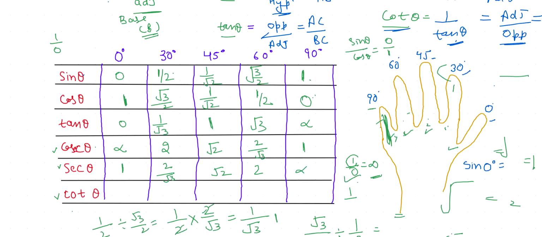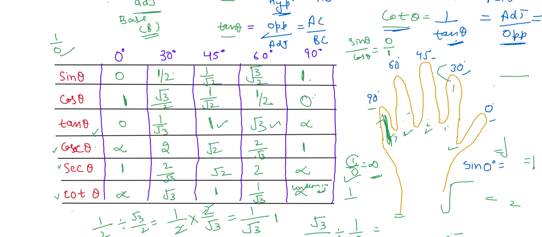Then for cot theta, it is the inverse of tan theta. So here, if you take its inverse, that is 1 by 0, here you will get the value infinity. And 1 by root 3, its inverse is root 3. And the inverse of 1 is 1, and the inverse of root 3 is 1 by root 3, and here its value is also undetermined.